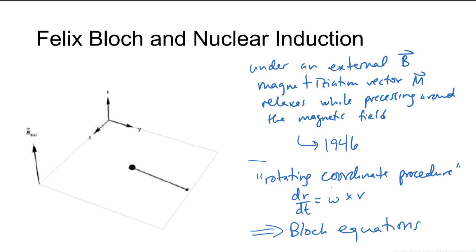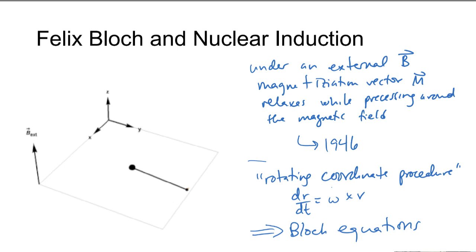So maybe just to start, what did Felix Bloch discover that he won the Nobel Prize for? This idea of nuclear induction. Did anybody give the really short paragraph paper a read, or the Nobel lecture? What he found was that under the effect of an external field, the magnetization vector relaxes to its equilibrium configuration while precessing around the magnetic field. And that's exactly what's shown in this picture.